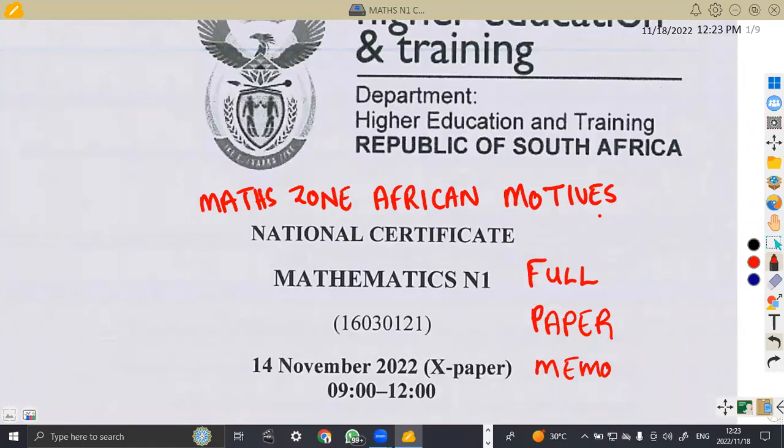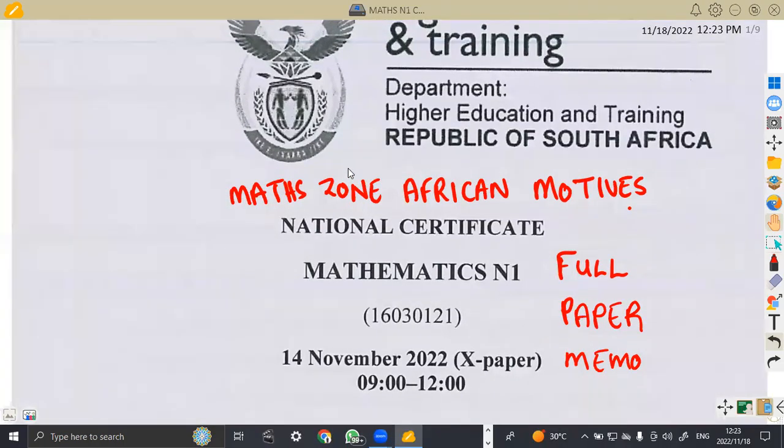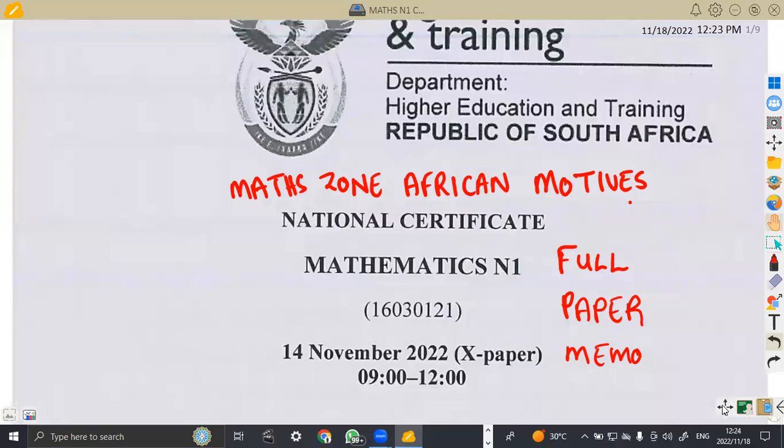So in this platform, we are going to just focus on mathematics N1, which is the paper that was written on the 14th of November 2022. So I just want to see at least what we were supposed to do in this question paper.